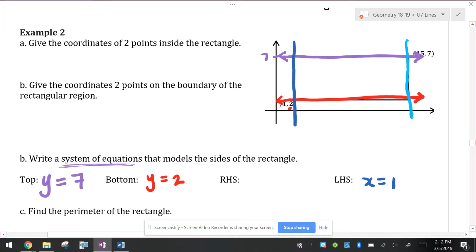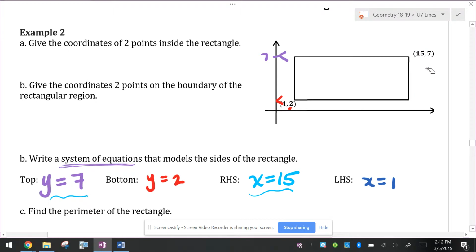Passes through, well, let's see, what does x equal over here? Oh, right, it's 15. Okay, you should be able to do that. I know I did it quickly, but you should know horizontal lines are y equals and vertical lines are x equals. Okie dokie. Then it says find the perimeter of the rectangle.